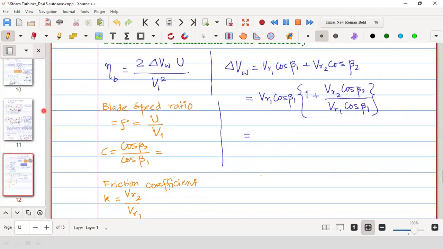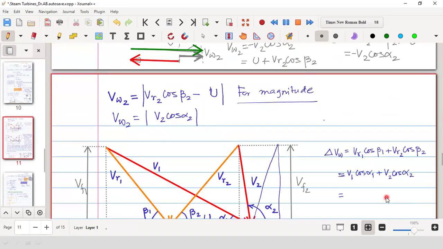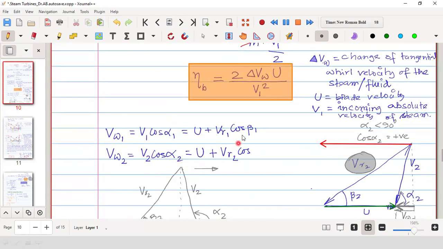Now, let us write. Therefore, again, what we know is what is VR1 cos beta 1. In the last class, we have seen VR1 cos beta 1. You see this one is equal to V1 cos alpha 1 minus U. From this, VR1 cos beta 1 is equal to V1 cos alpha 1 minus U.